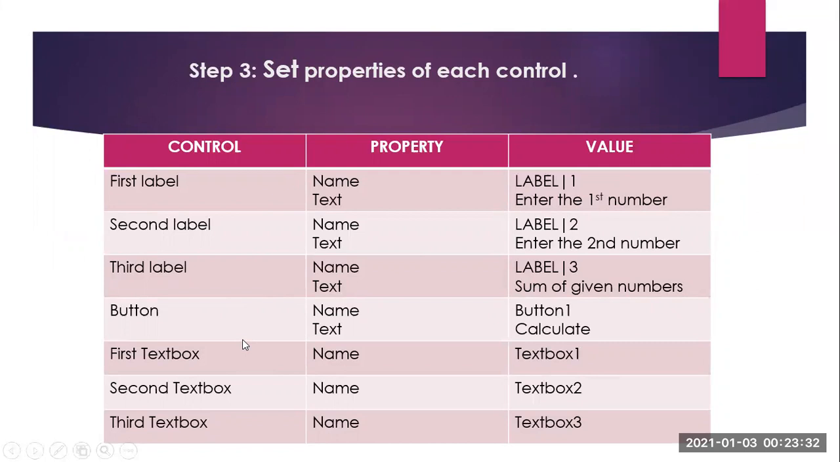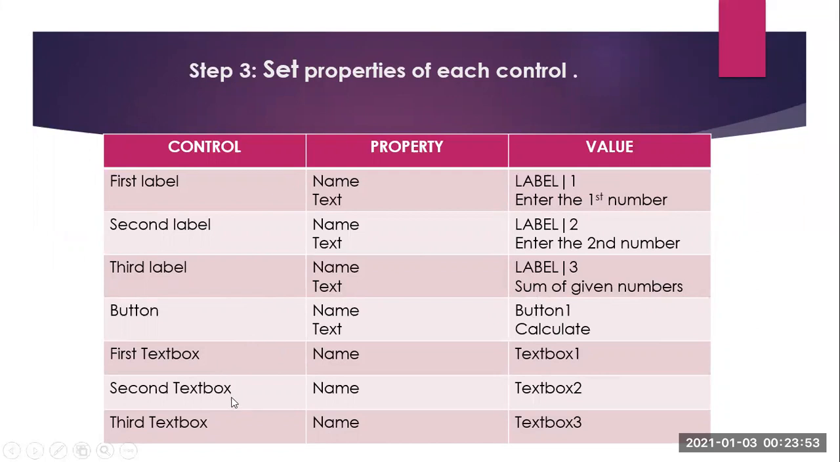Button, as mentioned, will again be in the form of text, and we calculate this. So what are we going to calculate? That is our number 1 plus number 2. That will result in, when you click on the button, this will calculate and give you the output. So our name will be calculate for this.